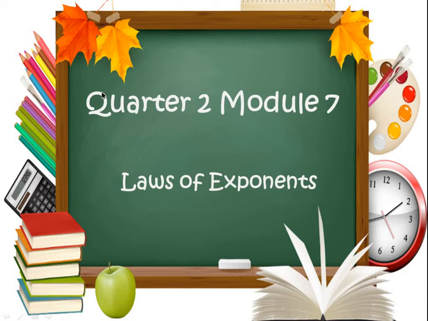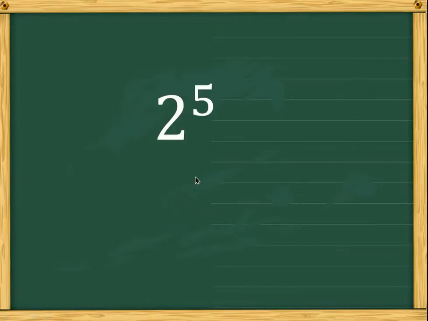Good day everyone. Today we're going to discuss Q2 Module 7, Laws of Exponents. But then, let's consider this expression. So we have here 2 raised to the 5th power. So ang tanong, ano nga ba ang tawag kay 2 at ano ang tawag kay 5? Bakit si 2 ay malaki at si 5 ay nakaangat pero maliit?